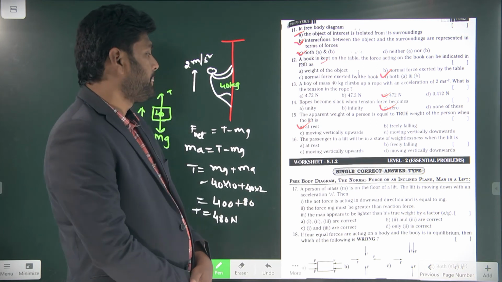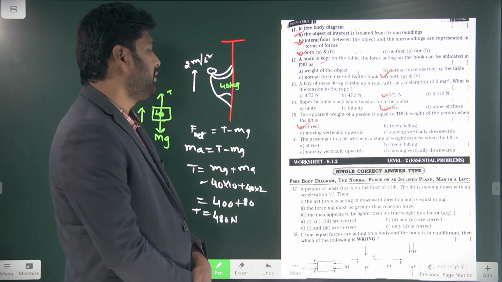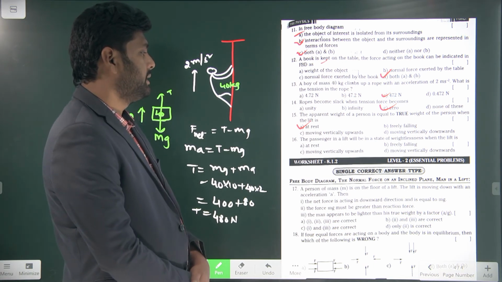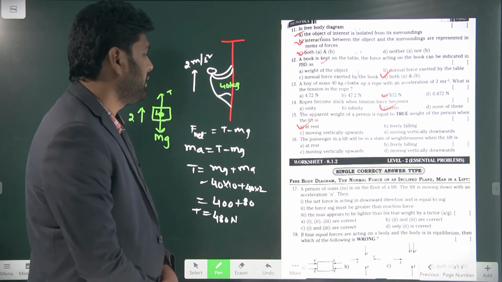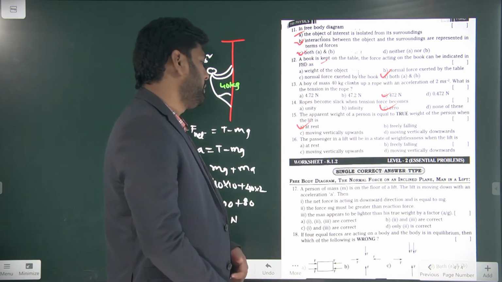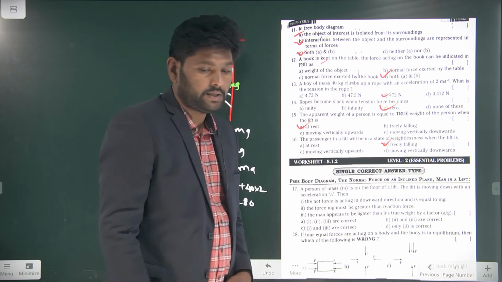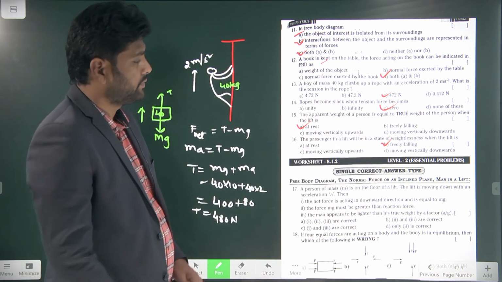Okay. Next, the passenger in a lift will be in a state of weightlessness when the lift is moving: at rest, freely falling, moving vertically upward, moving vertically downward. So option B is the correct answer. Understand?